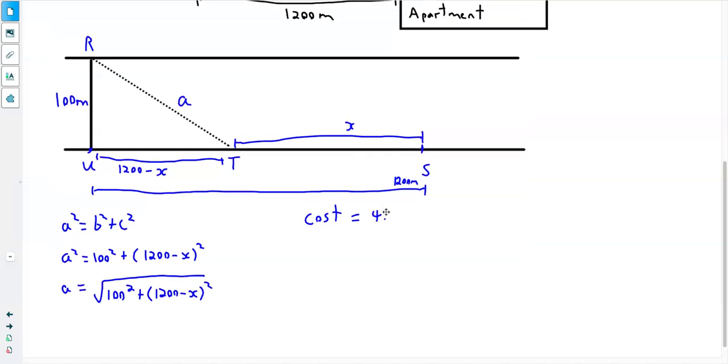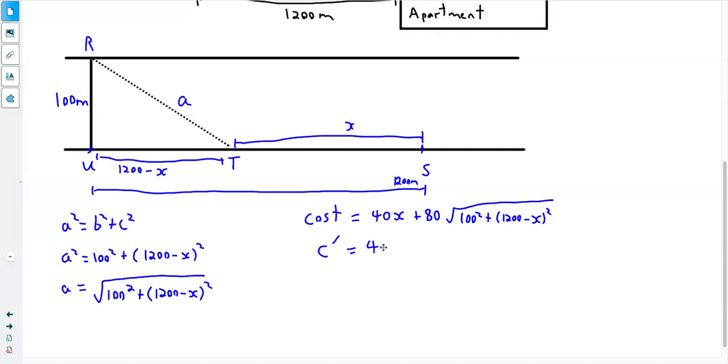So I can say our cost is 40 times X plus 80 times the square root of 100 squared plus (1,200 minus X) squared. So we are going to take the derivative of this. I'm just going to abbreviate cost with C prime for our derivative.